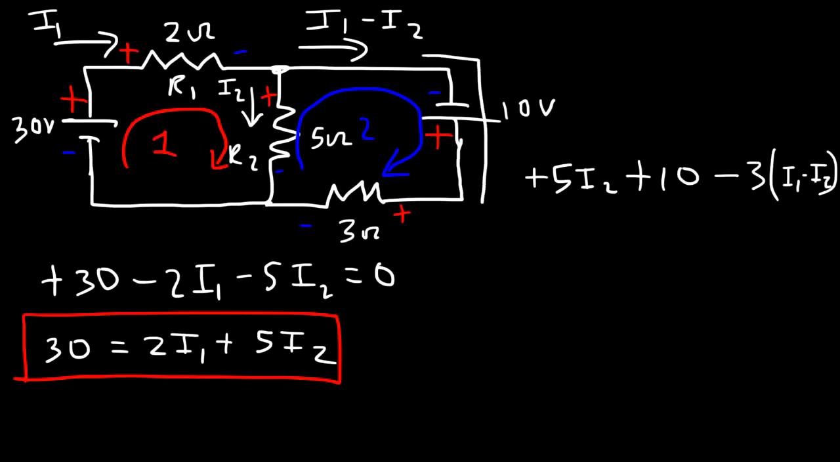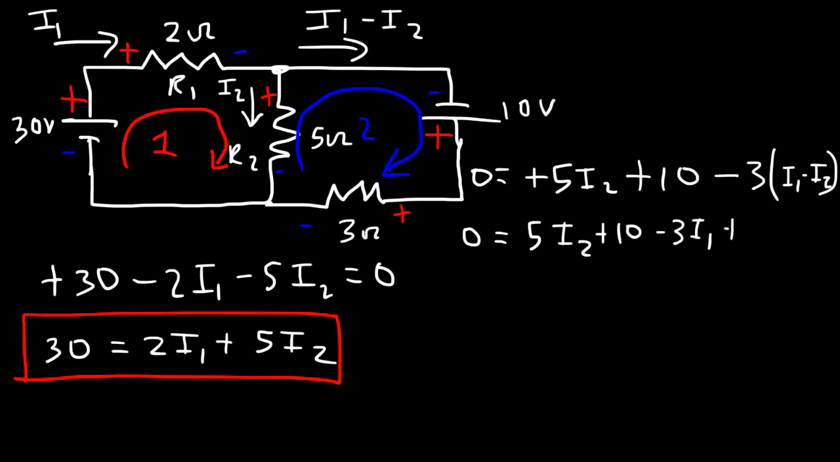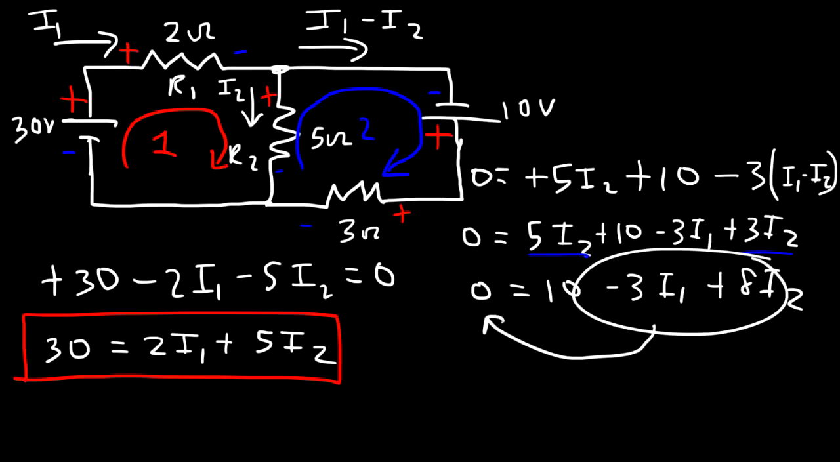So because we have a single branch, the current that flows in this branch equals the current that flows through this resistor. And that's I1 minus I2, which would have been I3. Now all of this is equal to 0. So keep that in mind. Now let's distribute the negative 3. So 0 is equal to 5I2 plus 10 minus 3I1 plus 3I2. And so let's go ahead and combine like terms. And so we have 0 is equal to 10 minus 3I1, and 5 plus 3 is 8, so that's going to be plus 8I2. Now I'm going to take these two and move it to the other side.